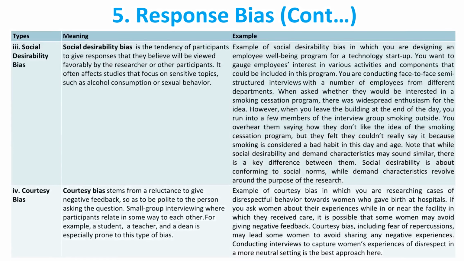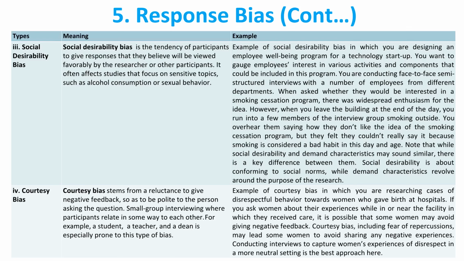Social desirability bias is the tendency of participants to give responses that they believe will be viewed favorably by the researcher or other participants. It often affects studies that focus on sensitive topics, such as alcohol consumption or sexual behavior. Example of social desirability bias: you are designing an employee well-being program for a technology startup. You want to gauge employees' interest in various activities and components that could be included in this program. You are conducting face-to-face semi-structured interviews with a number of employees from different departments. When asked whether they would be interested in a smoking cessation program, there was widespread enthusiasm for the idea.